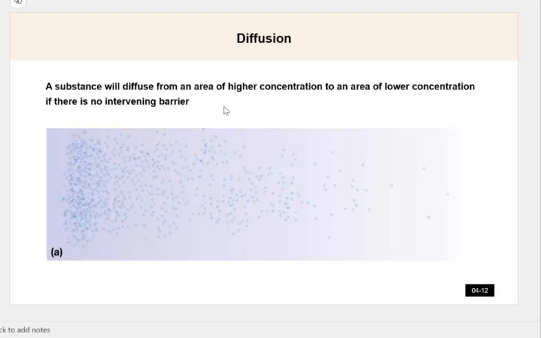And this happens within our cells as well. So to diffuse through the cell membrane's lipid core requires a substance that is relatively small with a hydrophobic non-polar chemical structure.